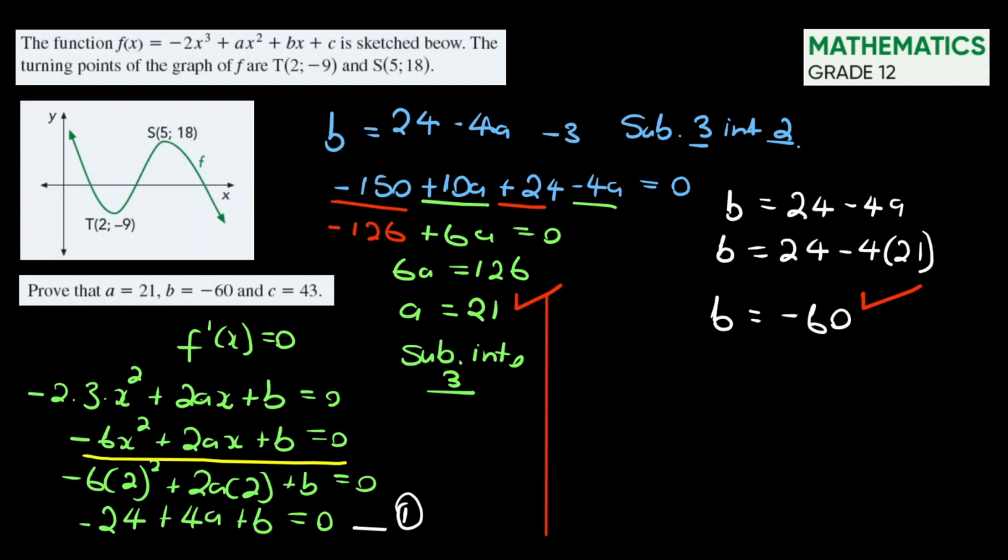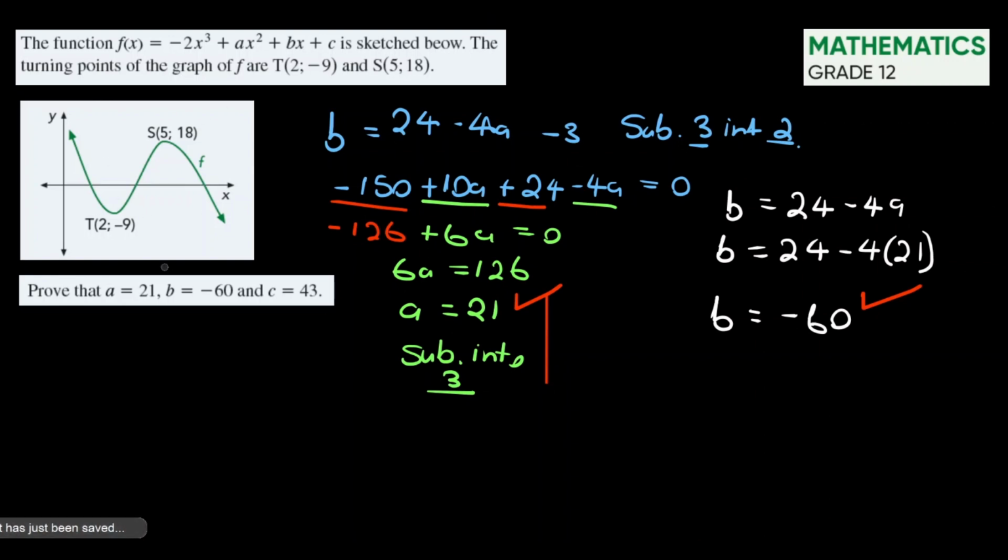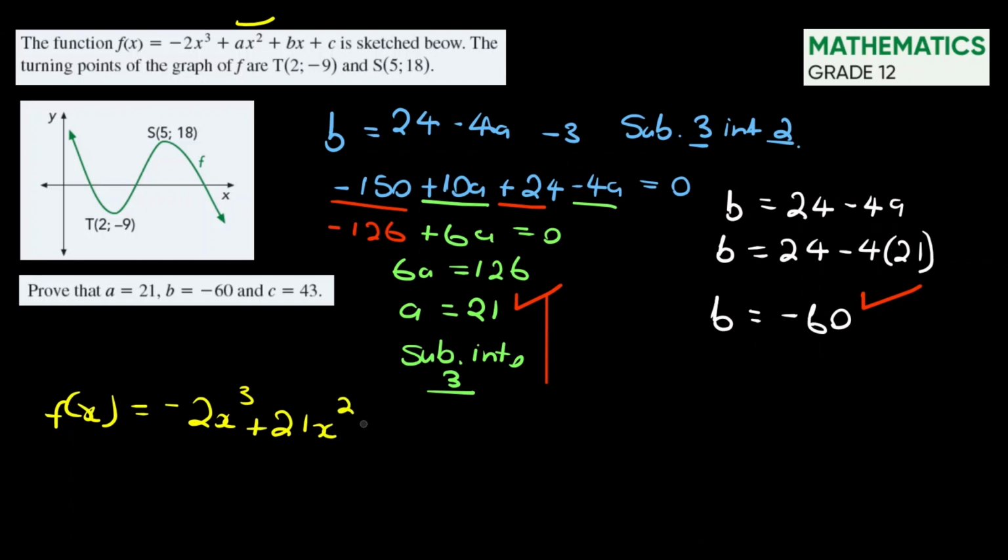Then how do we find c? This is the most important, because now we've done all the heavy lifting, we've done most of the hard work. Then how do we tie everything up? So I'll show you that. Let's just substitute all our values into our equation there. So we're going to go ahead and say f of x is equal to negative 2x cubed, and our a value is 21, plus 21x squared, and our b value is negative 60x plus c. So c is the unknown. How do we get this unknown of c?